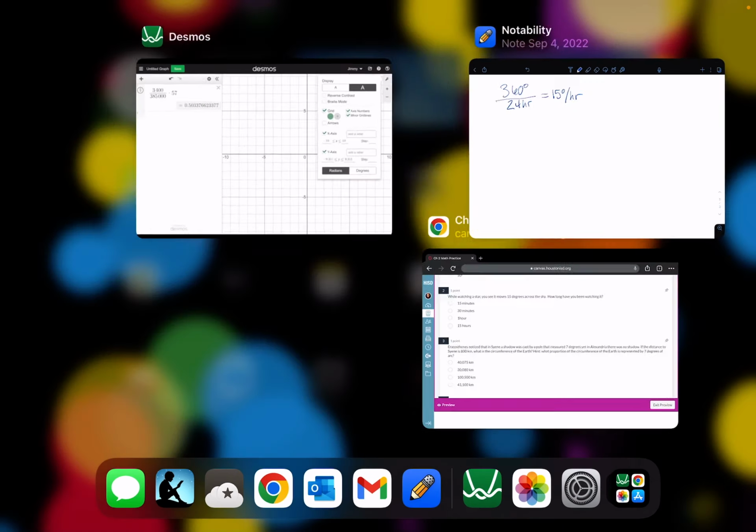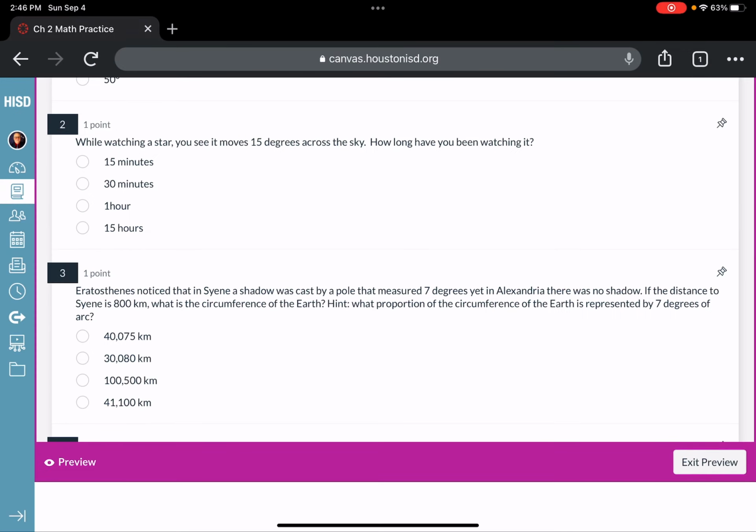Meaning, when we go back and look at this problem, if it moved 15 degrees, we must have been watching it for one full hour. So the trick will always be either I'll ask you about this much time, how many degrees, or this many degrees and how much time. So that's number two, done.